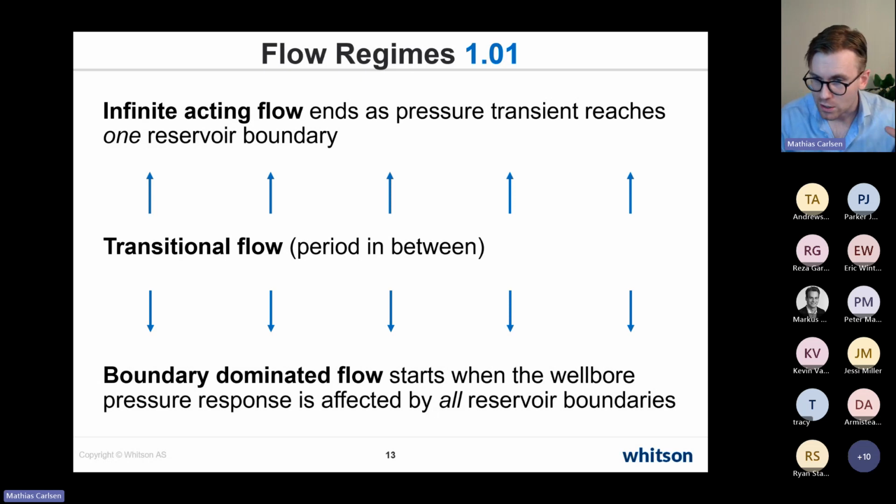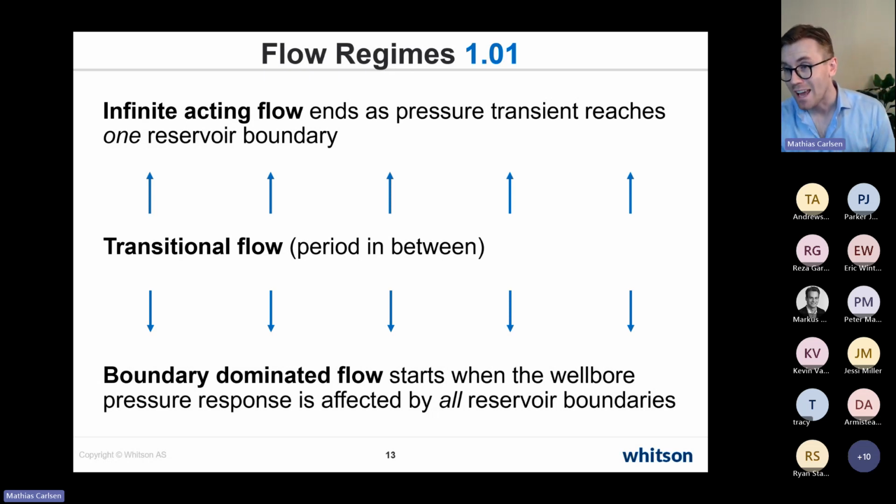There are some analytical ways of saying if you're infinite acting, transitional, or boundary, and there are some numerical ways of doing it. And probably to be really comfortable, I always have to run both of these, but that's more related to the RTA course. So that's the flow regimes, and that's the buckets in the world that we live in.